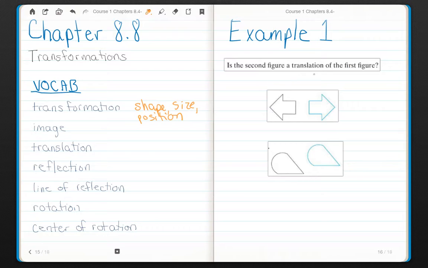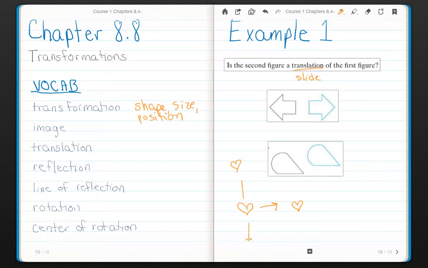Is the second figure a translation of the first? So a translation is just a slide. Okay? It can be in any direction, but it's taking a figure and just moving it. So if I have a heart, I'm just moving it somewhere else. I can move it in any direction. Up, I can move it down, I can move it diagonally. Same shape, just moved. Now, these hearts should all be the same size, but you get the idea.